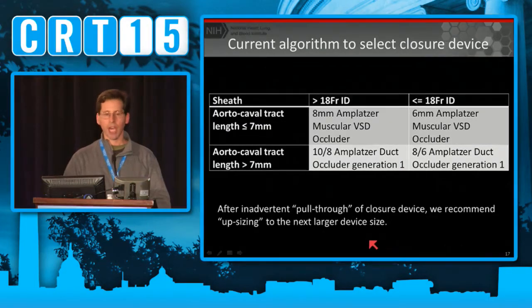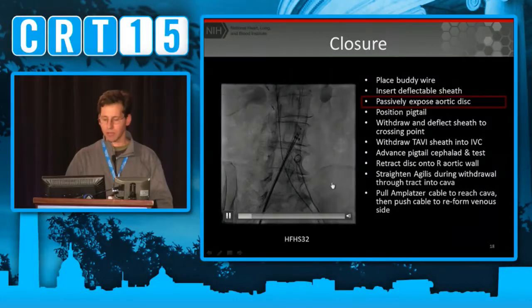Okay. How do we choose the closure device? We have a very simple algorithm. If the aorta and cava are really close together, we know we can put a muscular VSD occluder device in, and the discs will reach from the aorta to the vein. If the aorta and cava are far apart, then the venous disc would never reach the cava, so we use an Amplatz duct occluder. By the way, it's kind of similar to the way the duct occluder was designed to operate. If the sheath is big, we use an 8 millimeter VSD. If the sheath is small, we use a 6 millimeter VSD. Very simple algorithm.